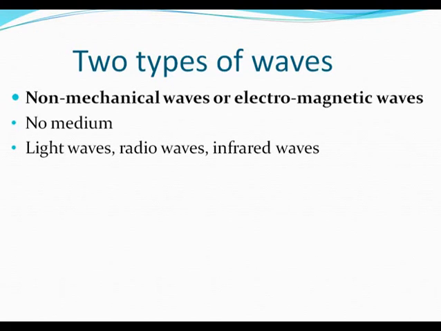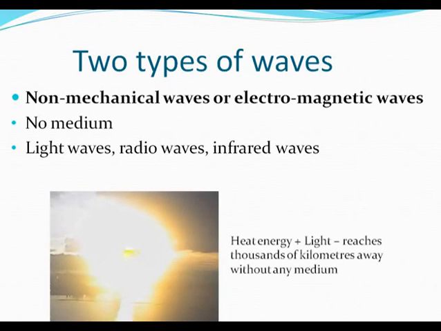Light waves, radio waves, infrared waves are all electromagnetic waves. So you receive heat from the sun, which is thousands of kilometers away. Even though there's outer space in between the sun and you, there's no air, but because electromagnetic waves can travel through space, you feel hot.